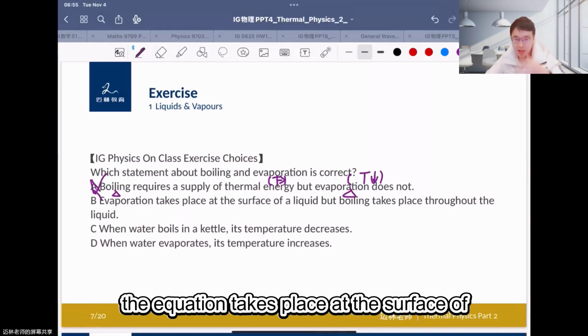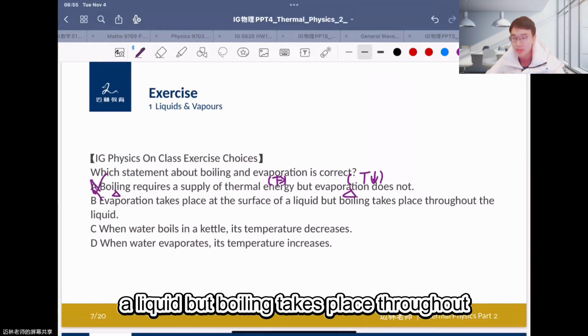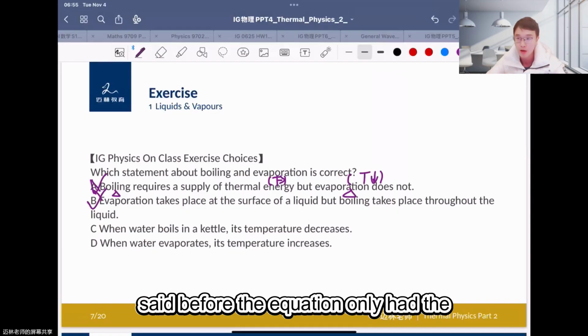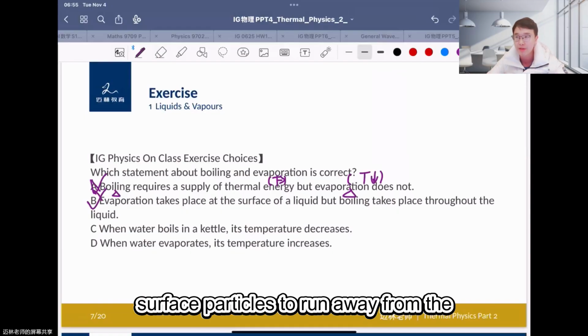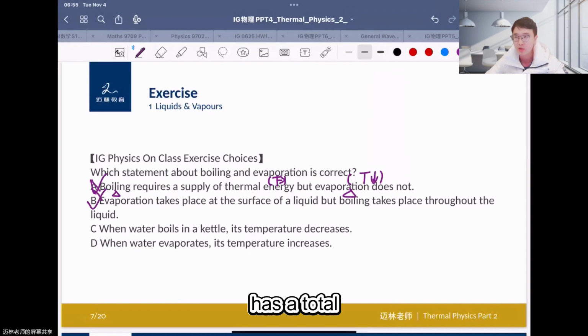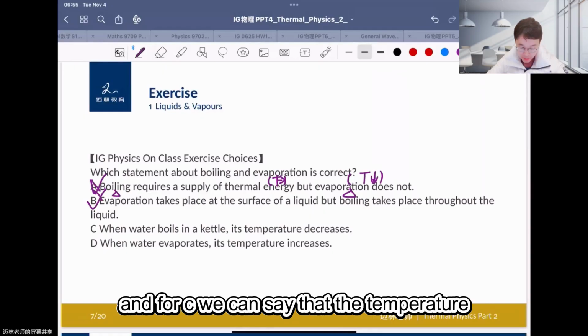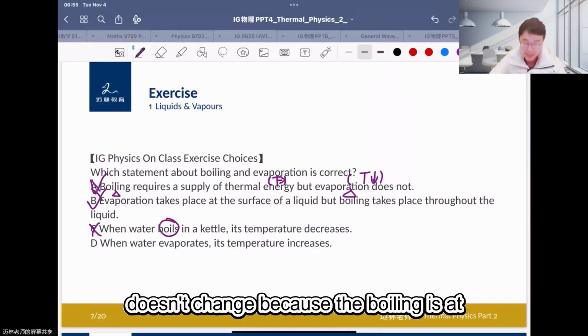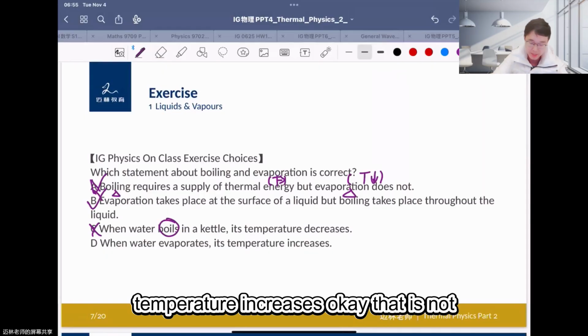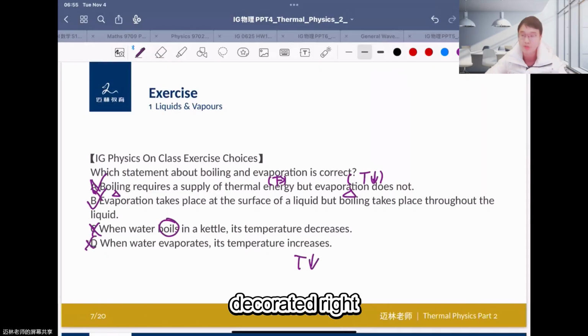And for B, evaporation takes place at the surface of a liquid, but boiling takes place throughout the liquid. That is correct, right? Because we have said before, in evaporation only the surface particles run away from the surface, but boiling happens throughout the liquid, okay? And for C, the temperature doesn't change because the boiling is at boiling point, right? And for D, when water evaporates, its temperature increases. Okay, that is not correct because the temperature now decreases, right?